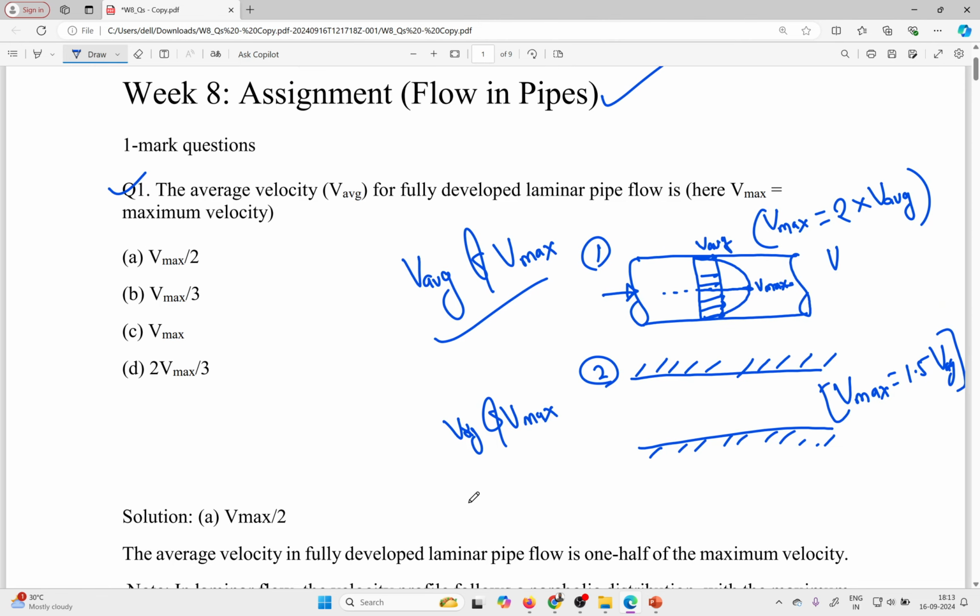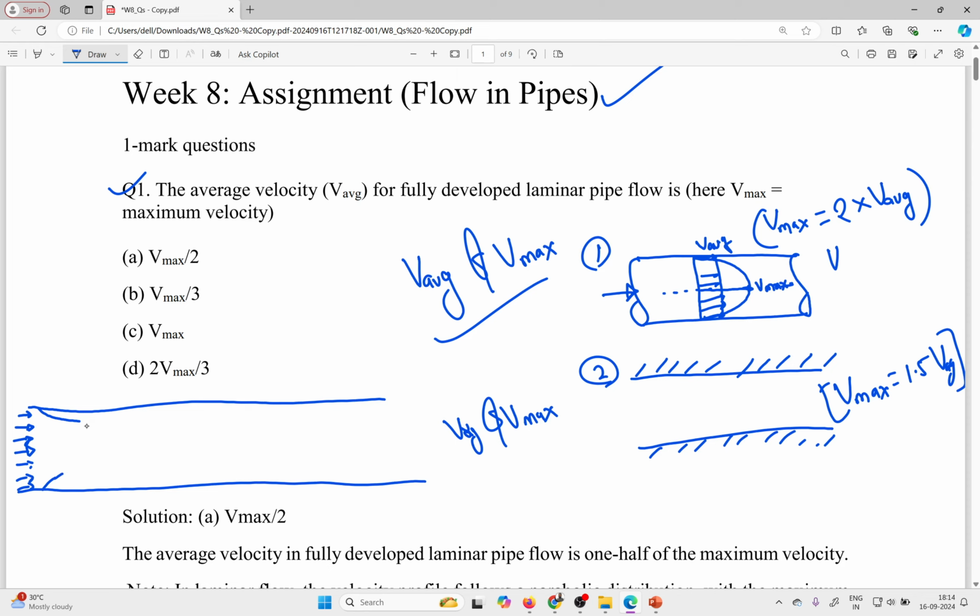What do you mean by fully developed flow? Let me discuss here. Let us suppose a pipe is here and water is flowing in this direction. Initially, let us suppose water is entering with uniform velocity throughout the cross section. Due to the no slip condition, your velocity will be 0 here and then increase and increase like this.